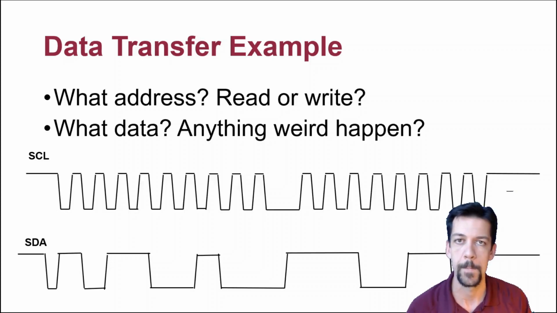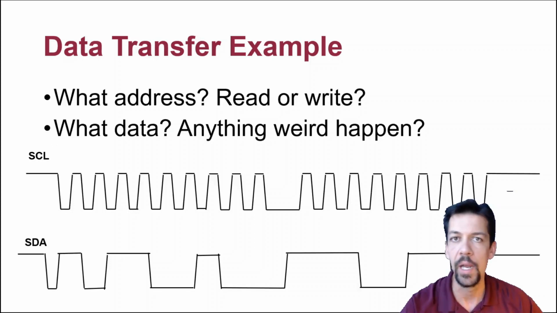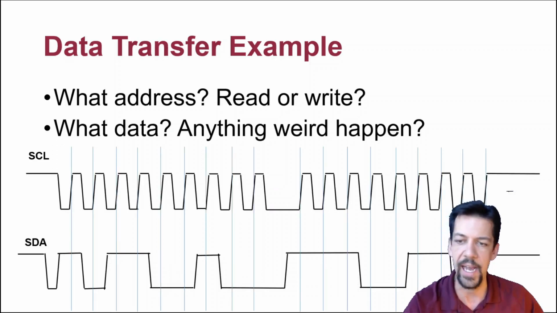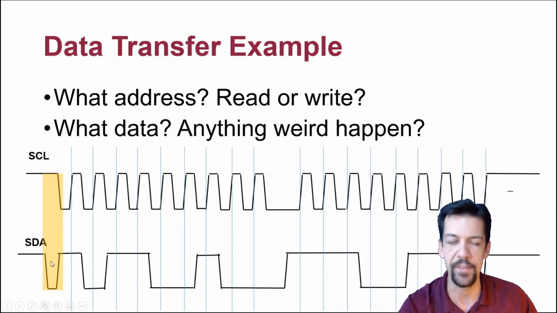Okay, so let's look at what has actually happened here. The first thing we want to do is highlight all the rising edges. We really don't care about the falling edges. We just want to highlight all the rising edges, right? So let's do that. We've got all of our rising edges highlighted here. And the first thing we notice is that we get our normal start bit signal here at the very beginning.